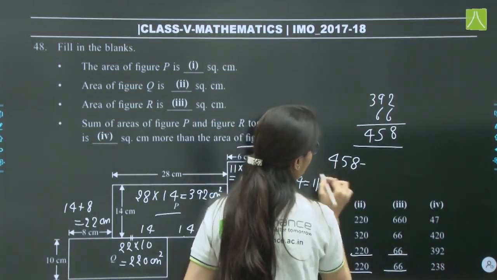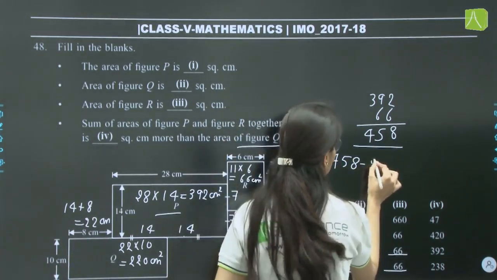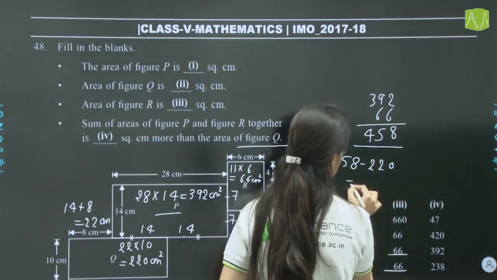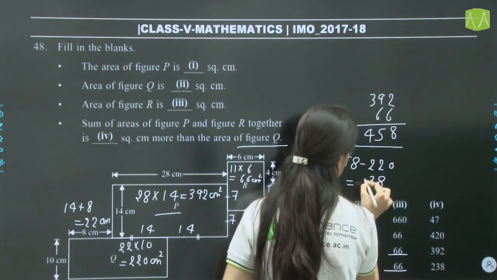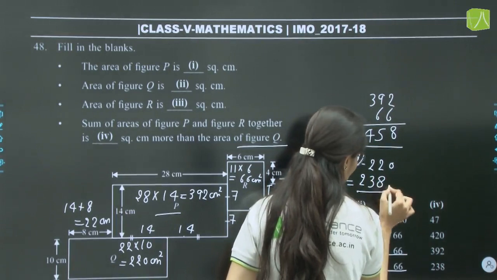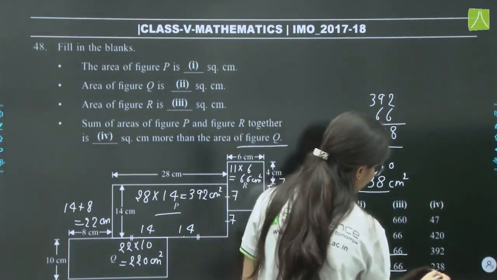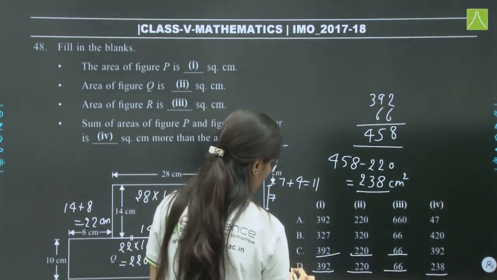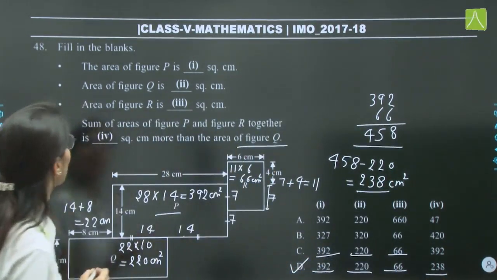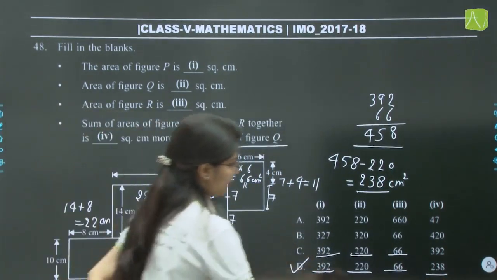458 subtracted by 220. So when you subtract, it's 8, 5 minus 2, 3, 4 minus 2. So it's 238 centimeters square more, which is option D. So the right answer is option D for this question. Okay, let's take the next one.